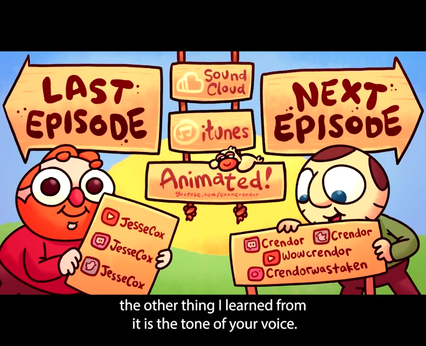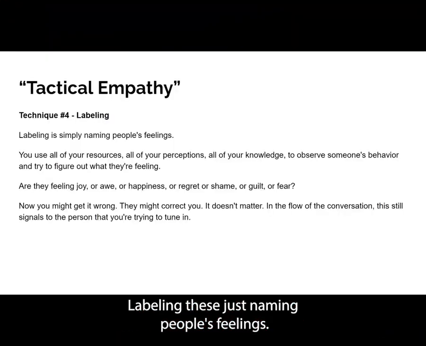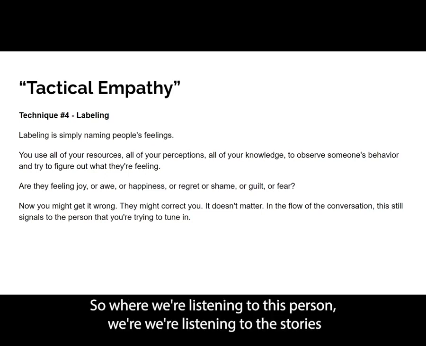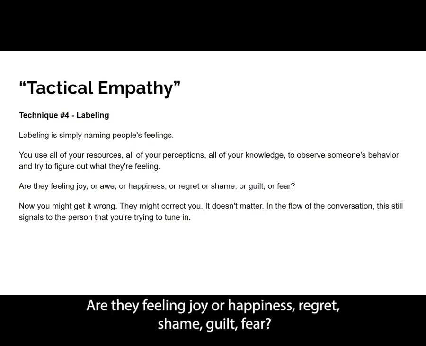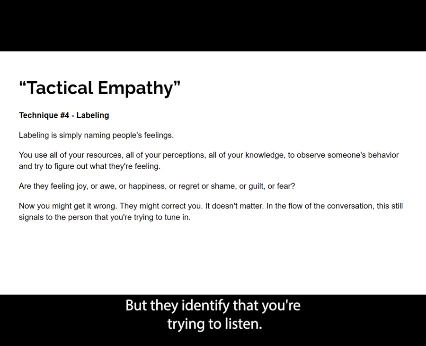The other thing I learned from it is the tone of your voice. That was another big one, because you could say, oh, that's a good question, in different tones. Labeling is just naming people's feelings. So we're listening to this person, we're listening to their stories of what they're talking about, and we identify what they're feeling. Are they feeling joy, awe, happiness, regret, shame, guilt, fear? They might correct you because you get it wrong. It doesn't matter, but they identify that you're trying to listen.